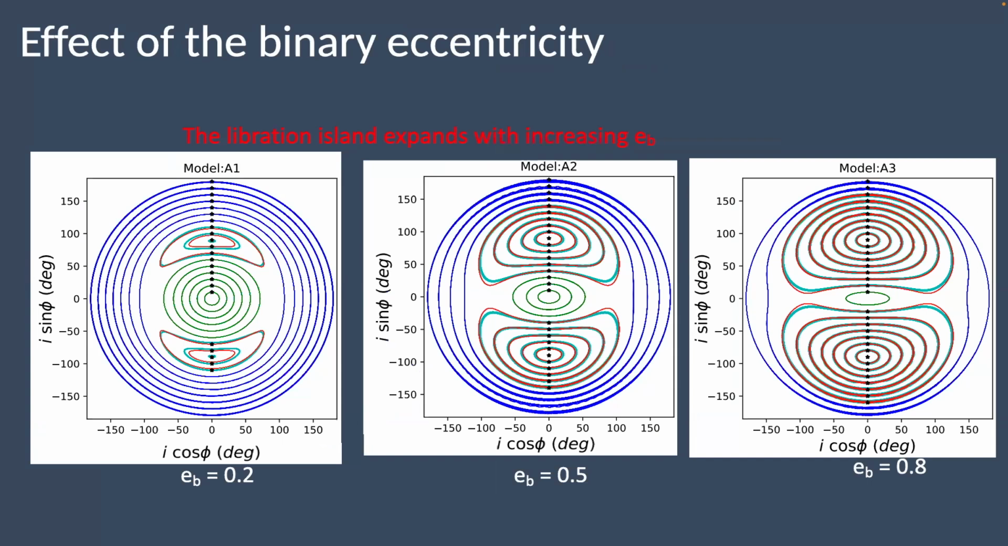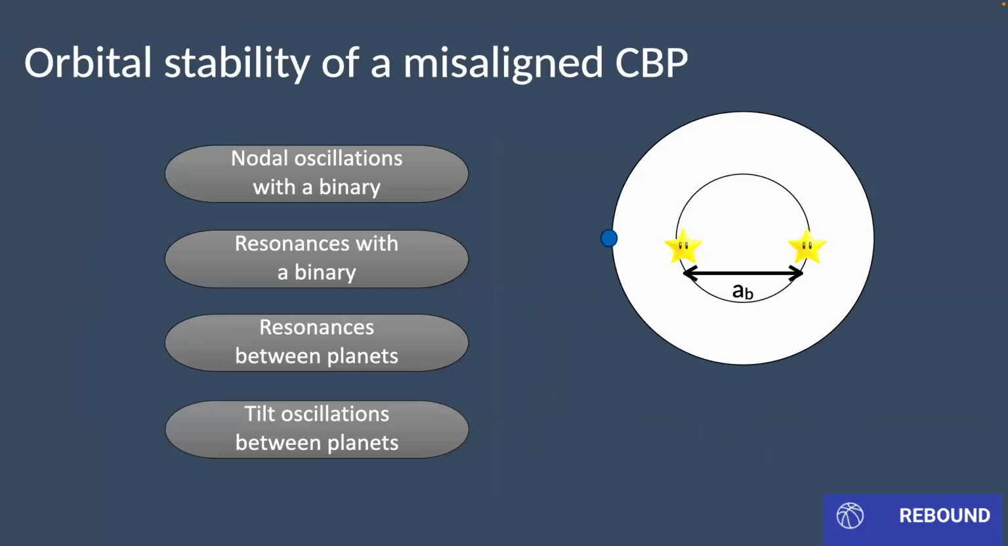So this means that the planet can undergo orbital interaction with the binary if it is misaligned, unlike the coplanar case. So here, if we have a binary and a planet, we need to consider another oscillation with the binary and a resonance with the binary.